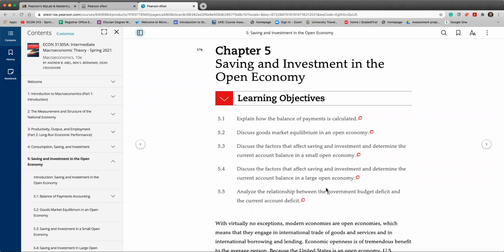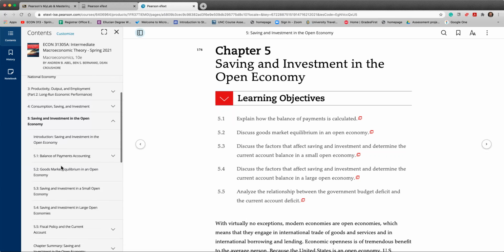So I'm going to share the screen. I'm going to take us out to the textbook, and let's take a journey through this chapter and look at the things that in particular you should focus on. So here is the table of contents for Chapter 5, Saving and Investment in the Open Economy. We'll look at the left-hand side here.